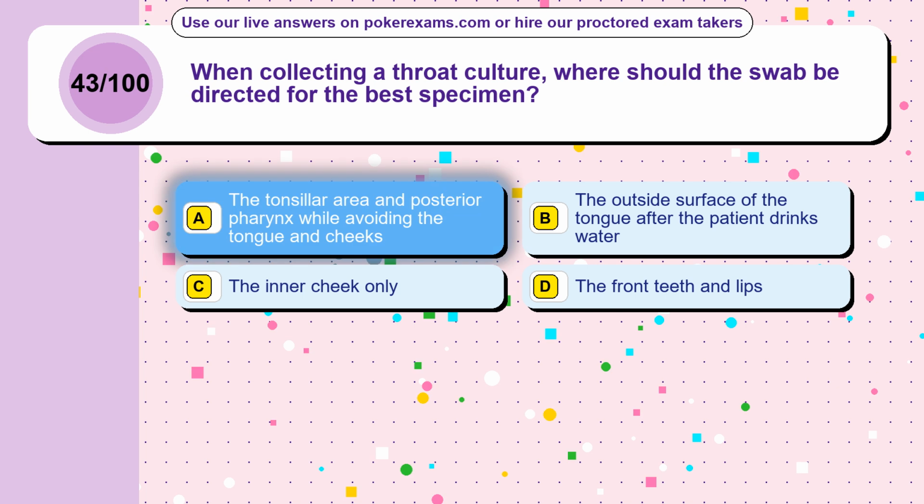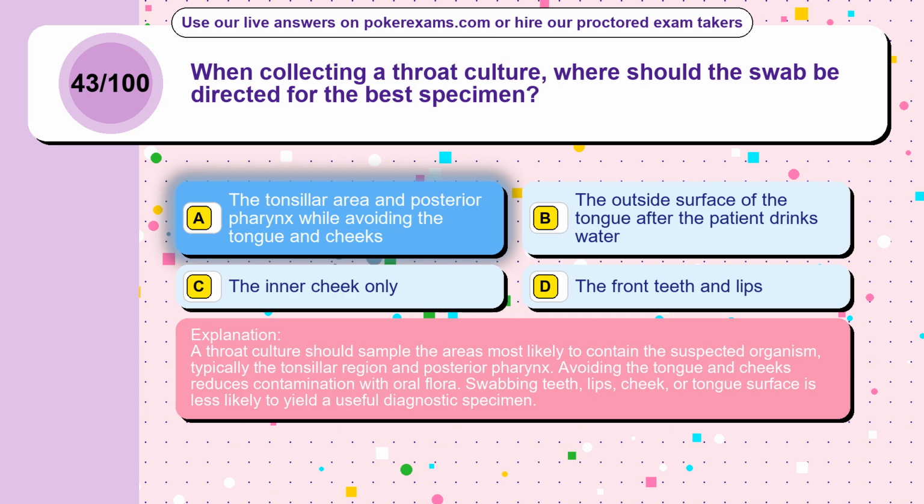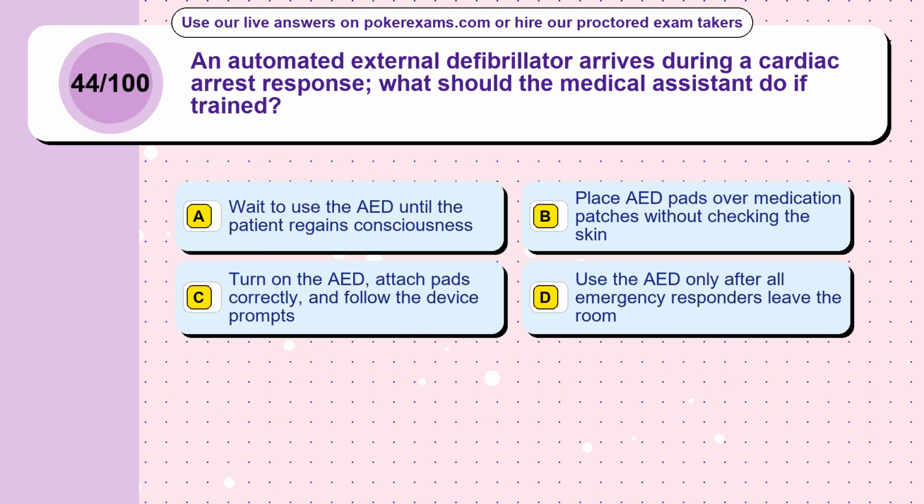The tonsillar area and posterior pharynx while avoiding the tongue and cheeks. A throat culture should sample the areas most likely to contain the suspected organism, typically the tonsillar region and posterior pharynx. Avoiding the tongue and cheeks reduces contamination with oral flora. Swabbing teeth, lips, cheek, or tongue surface is less likely to yield a useful diagnostic specimen. Question 44. An automated external defibrillator arrives during a cardiac arrest response. What should the medical assistant do if trained?